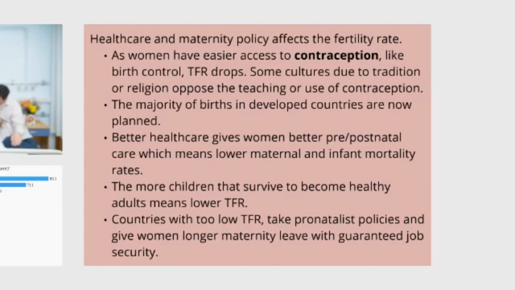Saudi Arabia is a good example of this. Although they're further along in development, we see that women have less access to education and contraception, and so their fertility rate is higher than some of the other countries that have similar GDPs and education.